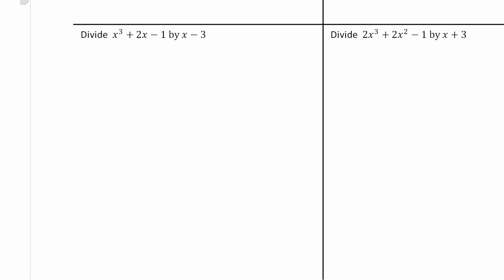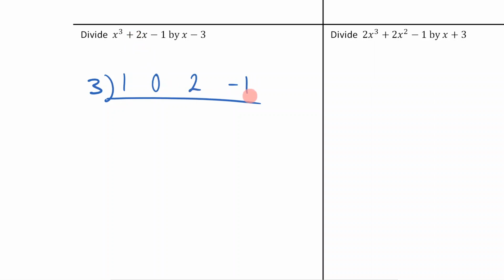So again, we begin by writing it out. I've got 3 here, this. Now I've got 1. Now I don't have an x squared term here, so I have to put a 0. So notice that I don't have an x squared term, so I put a 0 here. Then I go 2, I go -1, I put a line here, and we get, I drop down this 1.